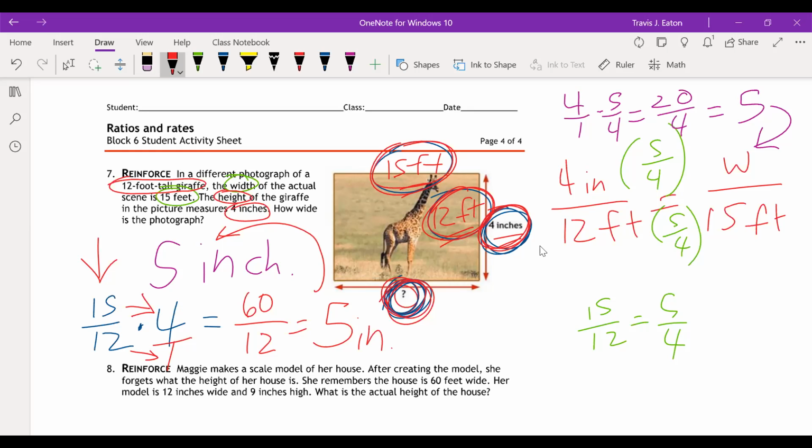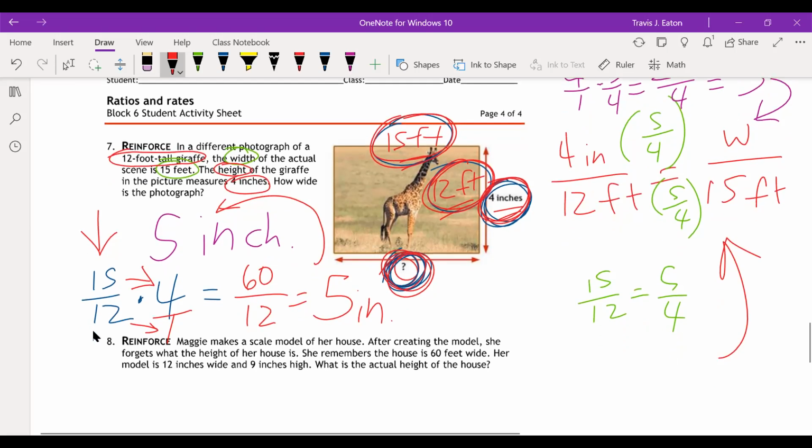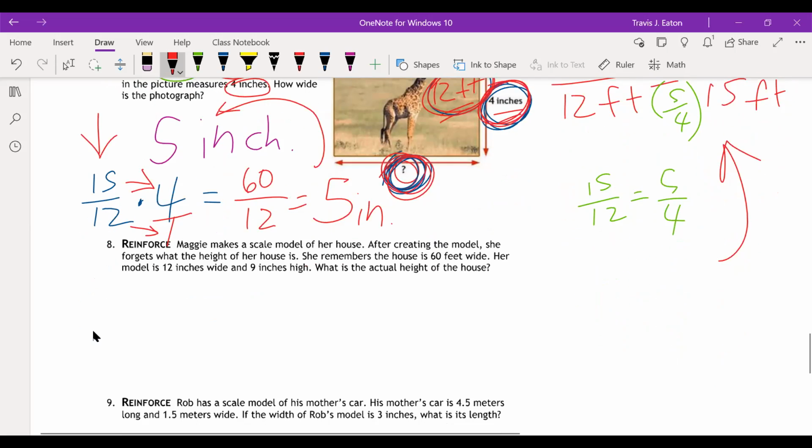So a couple of different ways. Setting up the proportion is a little cumbersome. It's a little more time consuming. The other one just requires you to have a little bit more knowledge of the setup. So let's go to the next one and see what kind of damage we can do with the next one. Number 8.